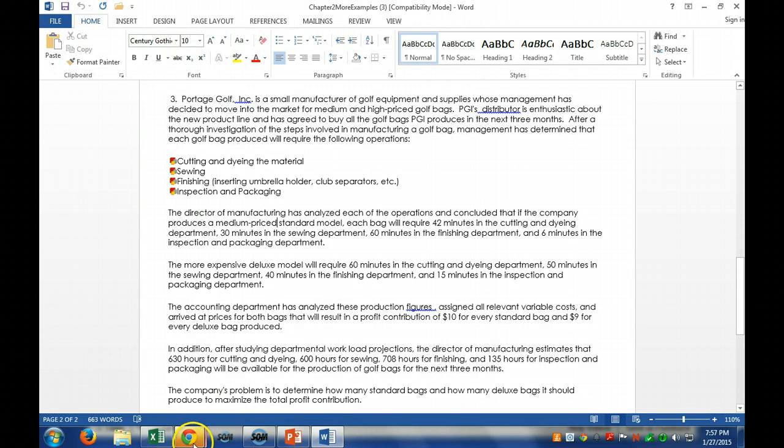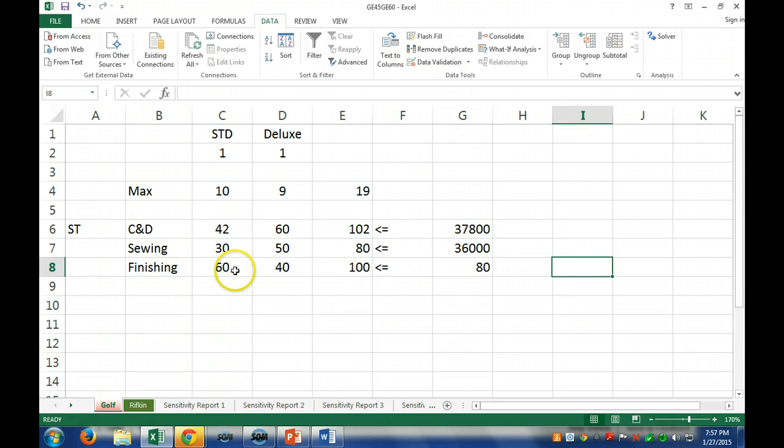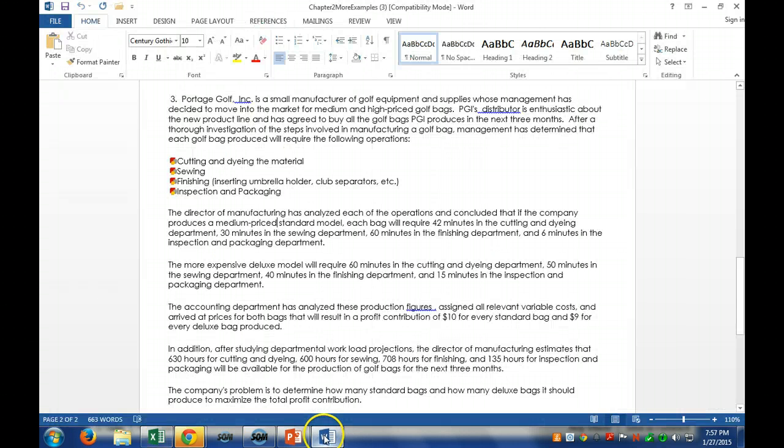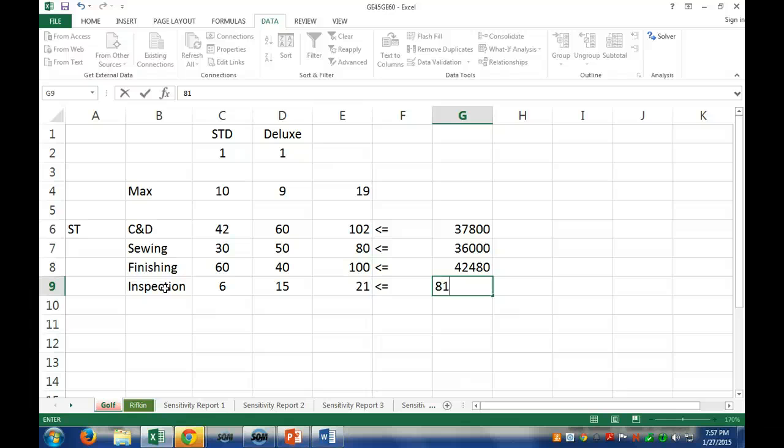Okay. We also have finishing time, so let's go here, type in finishing. Our coefficients for finishing are what? 60 and 40. That's in minutes, I assume. And how many minutes do we have? 42,480. And the last one, we have 4 constraints, right? Inspection. And what are the coefficients here? 6 and 15? And how much of those do we have? Minutes. Inspection time. What's that? 8,100. Does all look right?